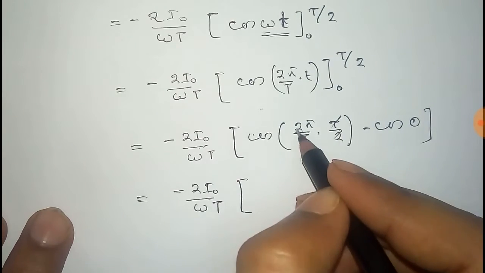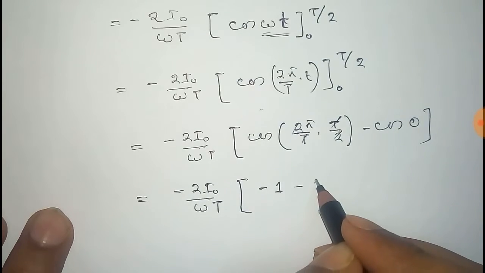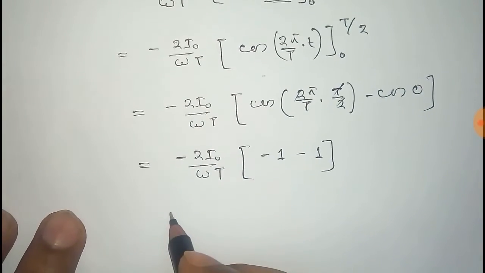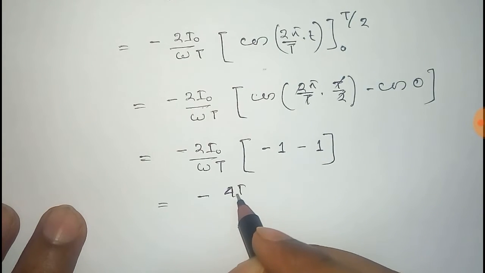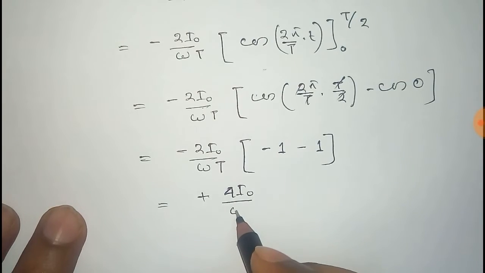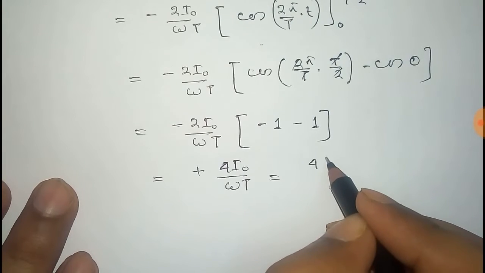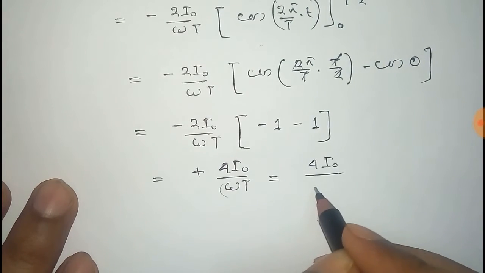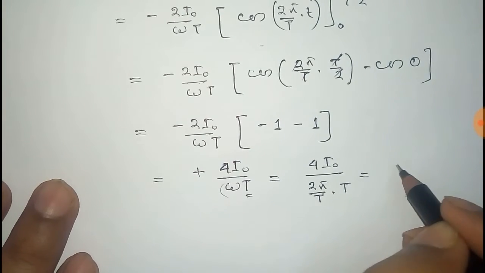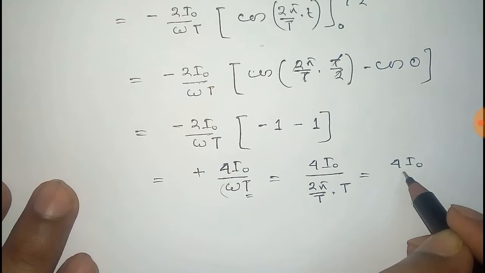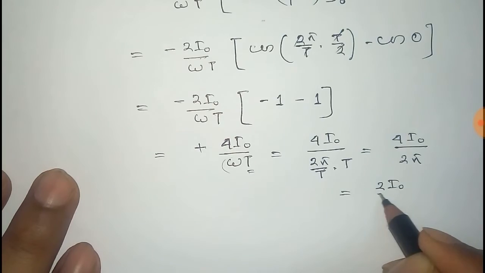and there this T cancelled out, and the value of cos pi is minus 1, and the value of cos 0 is 1, so the total value would be 4 I naught by omega T, this plus. Now this is 4 I naught, and the value of omega is 2 pi by T, so into T. Now this is equal to 4 I naught by 2 pi, and this is equal to 2 I naught by pi.